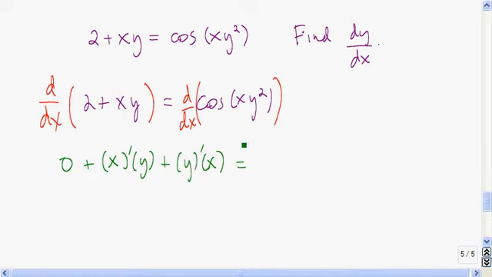the derivative of this side. So we need to use the chain rule on that. The derivative of cosine is negative sine, so we have negative sine of the inside times the derivative of the inside.